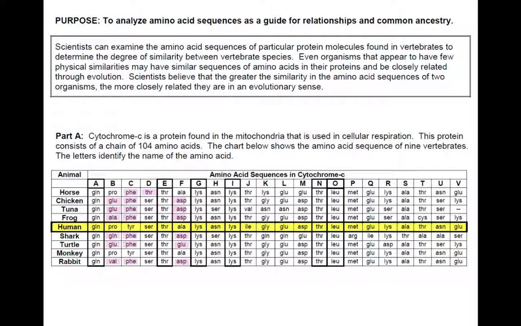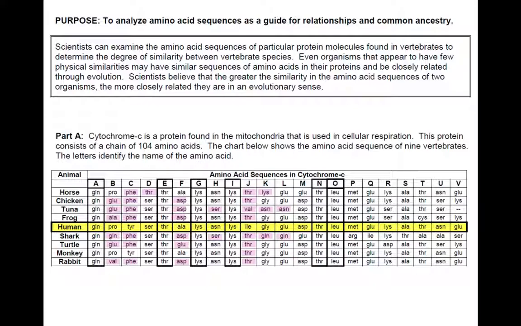We can again skip over column G because they all have the same amino acid at that location. And in column H, the only 2 organisms that are different are the tuna fish and the shark. We can skip over column I because every organism in that column is the same. But if we look at column J, every single organism has a different amino acid. The human has isoleucine at that location, and none of the other animals have isoleucine at that location. So they're all different. In column K, the differences are in the horse and the tuna fish and the shark.